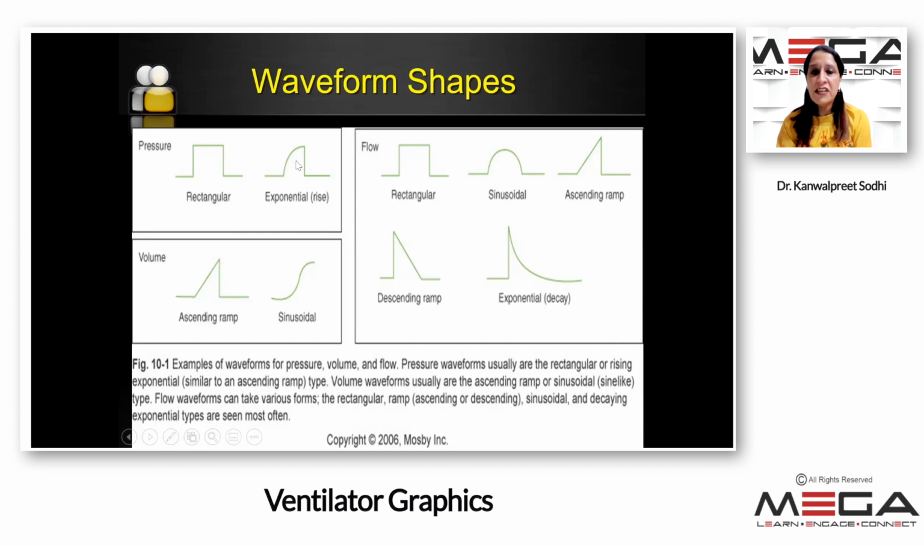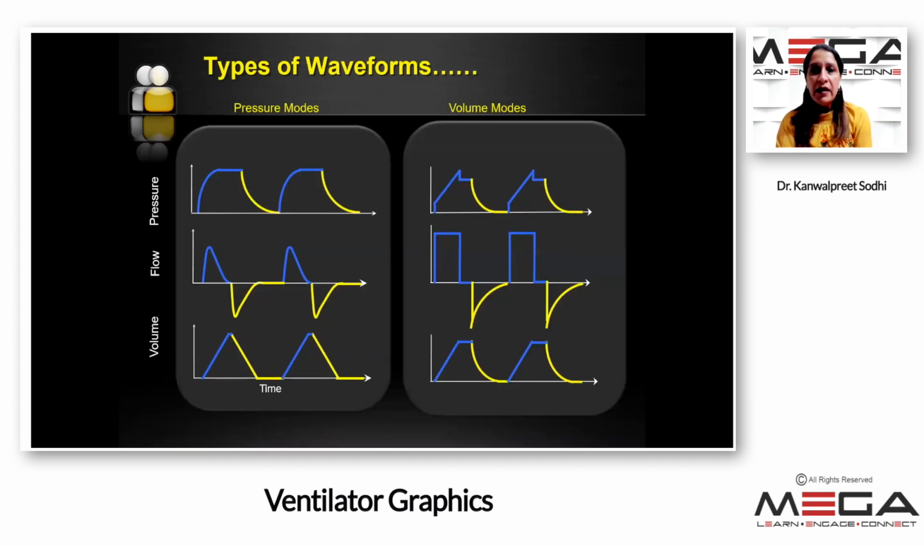We can have the exponential rise or the exponential decay. And the third form of waveforms are the sine waves, which usually are seen with the spontaneous or what we term as unsupported breaths. So based upon these shapes, in the pressure time, the flow time, and the volume time, waveforms will differ.